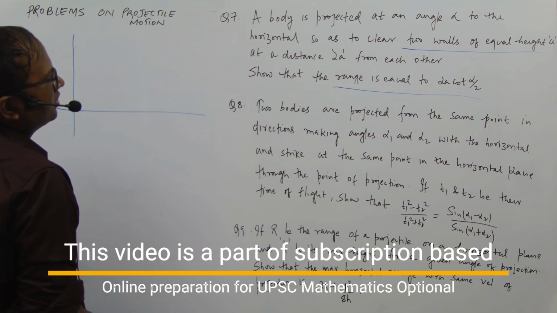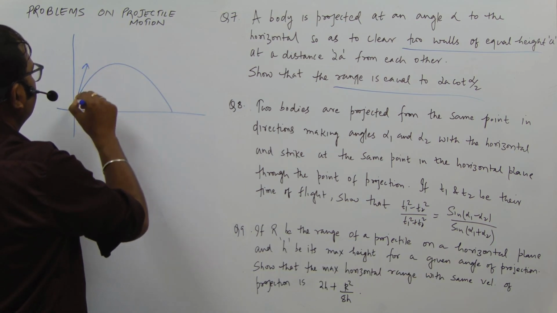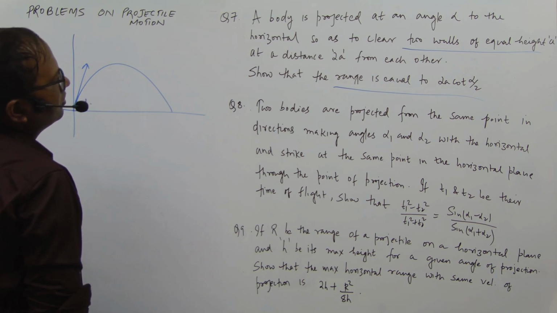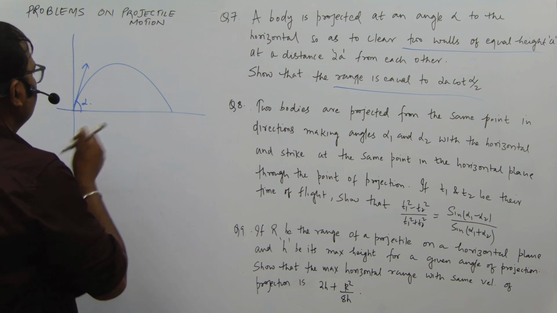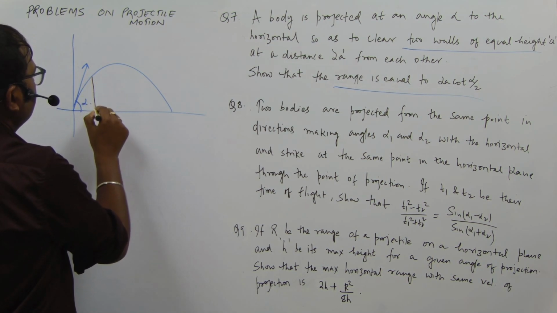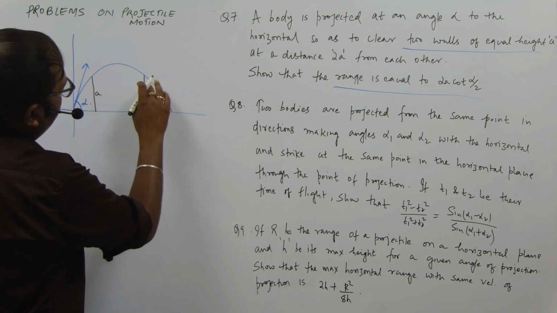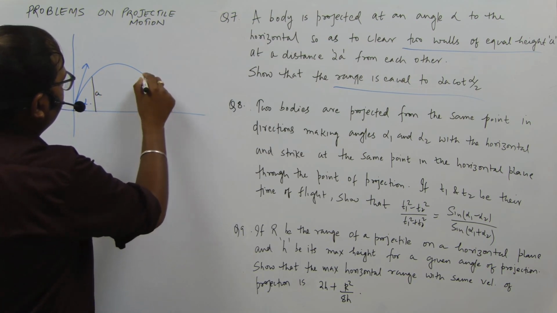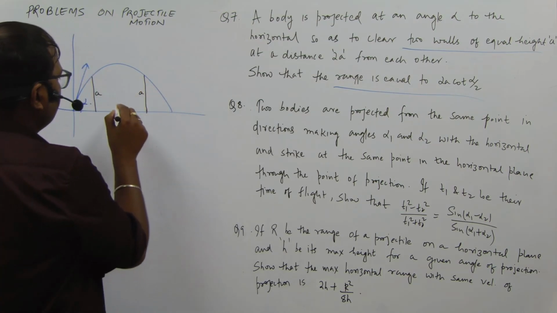The body is projected at an angle of alpha to the horizontal. Okay, so this is alpha. So as to clear two walls of equal height A at a distance 2a from each other. There are two walls. This is the first wall, this is the second wall. Height of the wall is A, and the distance between the walls is 2a.